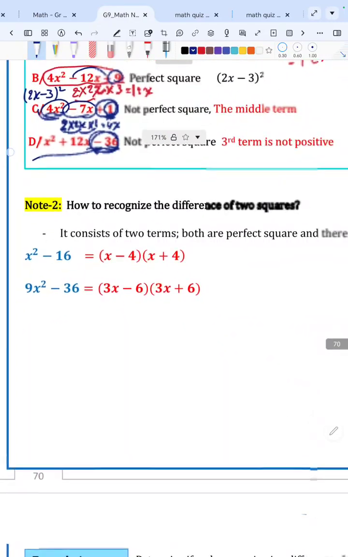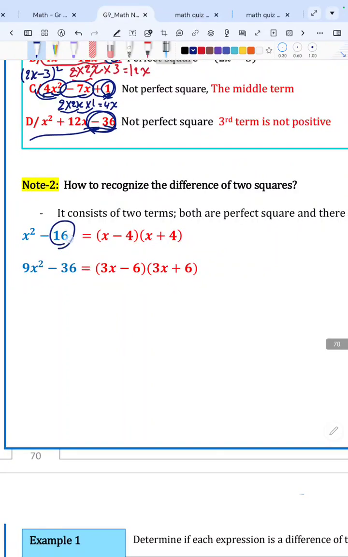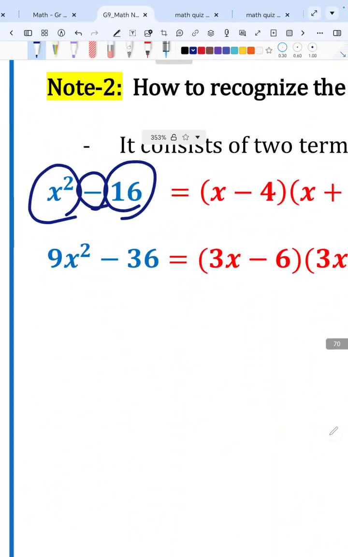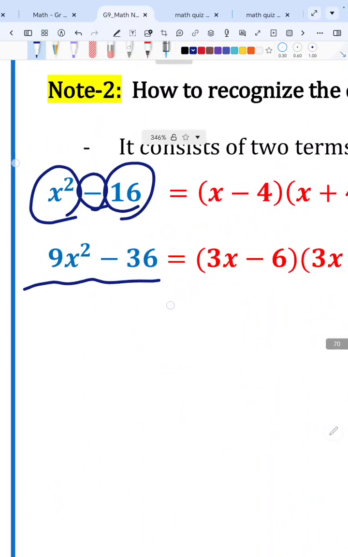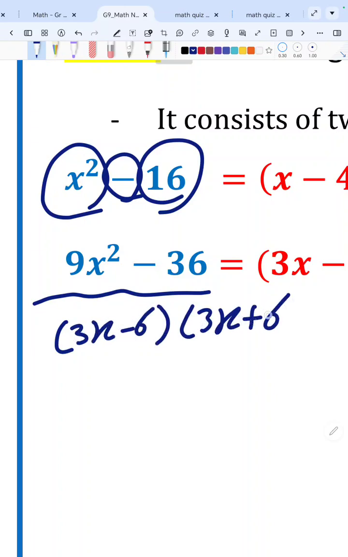The second case is about how to recognize a difference of two squares. It consists of two terms, and there is a minus sign between them. This one, 9x power 2 minus 36, is a difference of two squares. Yes, both of them are perfect square and there is minus between them. How can you factorize it? It will be 3x minus 6, 3x plus 6.